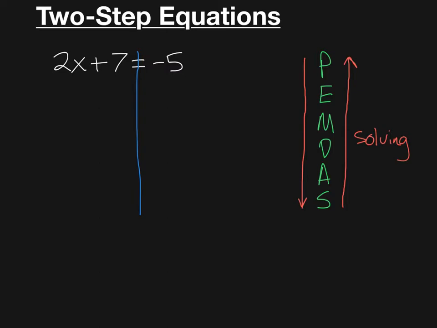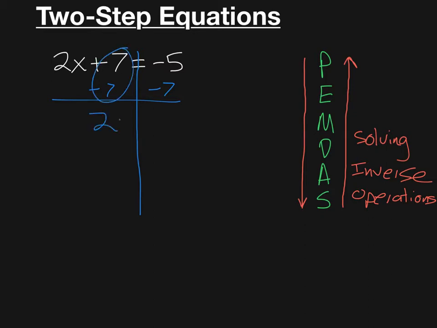To undo addition, we use subtraction, the same thing where we are using inverse operations. So to solve here, instead of plus 7, we're going to subtract 7 from both sides. 7 minus 7 is 0. That cancels out. We're left with 2x equals, and negative 5 minus 7 gives us negative 12.